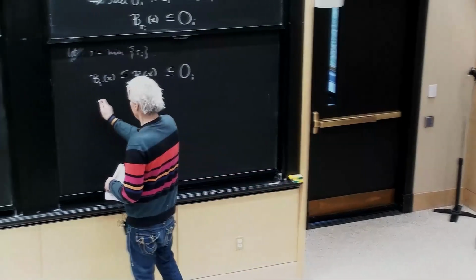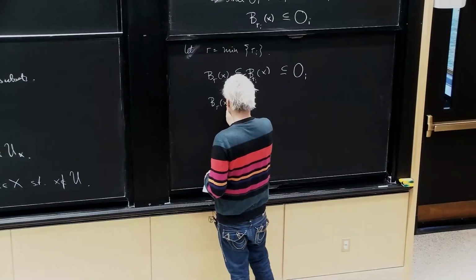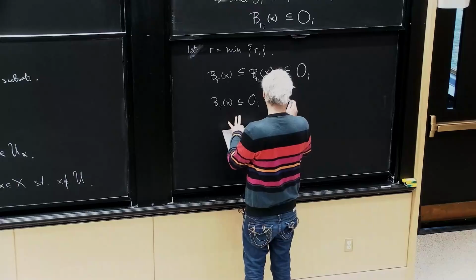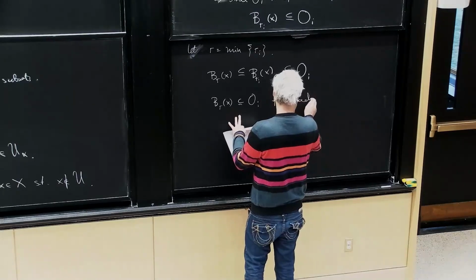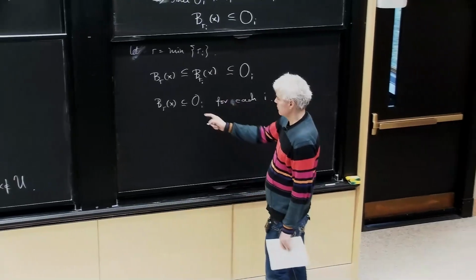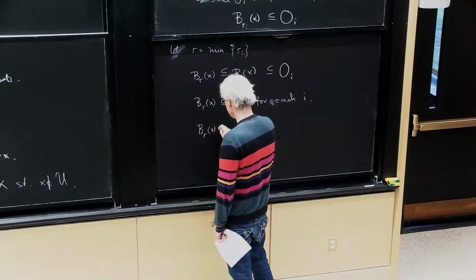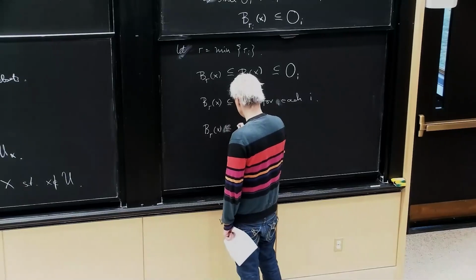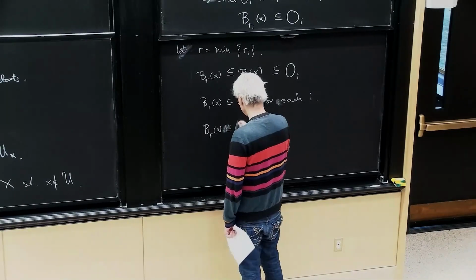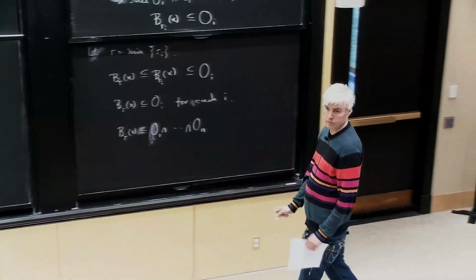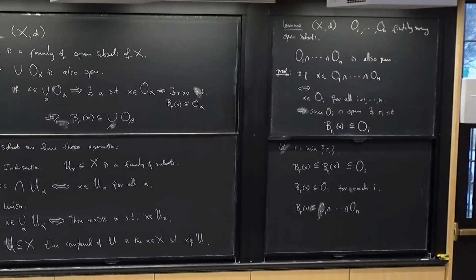And so you see that this ball is contained in this for each i. So this means that this ball must be contained in the intersection of these. And I'll just write it out again, emphasizing that I'm only doing this for finitely many O's, okay? So that's exactly what it means that the intersection is open.